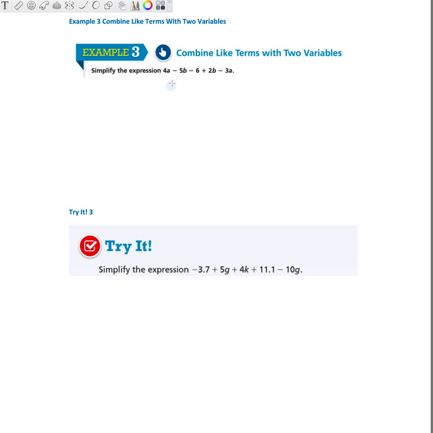So on this particular problem, example 3, we're combining like terms with 2 variables. We're starting off with 4a minus 5b minus 6 plus 2b minus 3a. And as I look at that, I'm going to write it bigger so I can combine stuff a little more clearly here. Minus 5b minus 6 plus 2b minus 3a. I can only do a tiny bit of work here. 4a can be combined with this minus 3a.